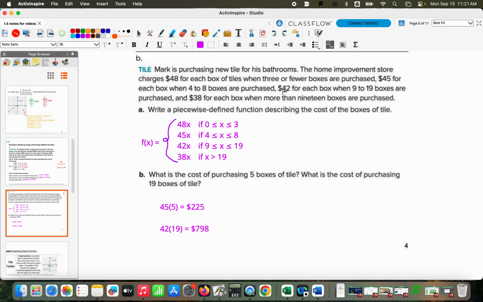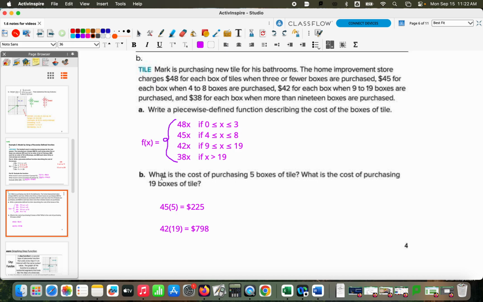But there you go. So anything that's 3 or fewer, and then $45 per box, so 45x when it's between 4 and 8, $42 when it's between 9 and 19, and then $38 per box of tile if it's more than 19. So once we get to 20 boxes and things like that. Again, you could probably write this in other ways. This was the easiest way I did it. You could do 3 less than x, less than or equal to 8. I thought it would be easy enough to do this, because in my opinion I can't buy a partial box. I can't buy 3.2 boxes.